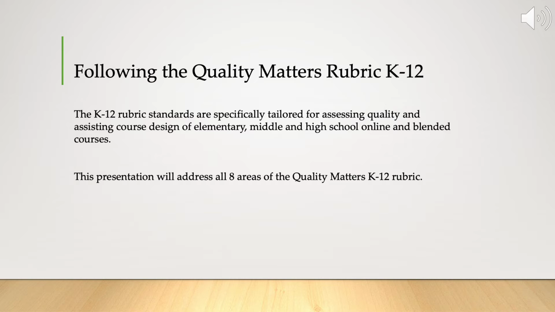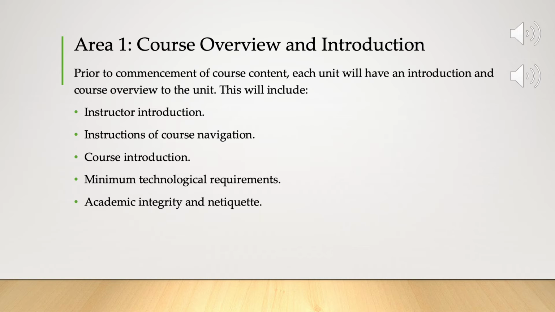The K-12 rubric standards are specifically tailored for assessing quality and assisting course design of elementary, middle and high school online and blended courses. This presentation will address all 8 areas of the Quality Matters K-12 rubric. Area 1 is Course Overview and Introduction, and prior to the commencement of course content, each unit will have an introduction and course overview to the unit.